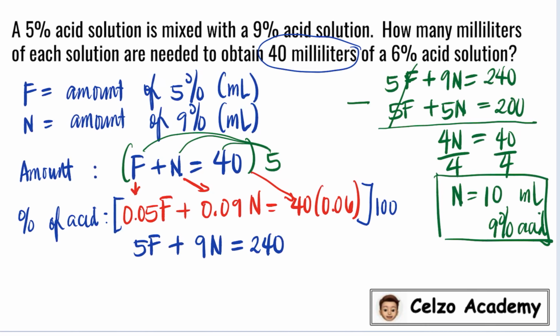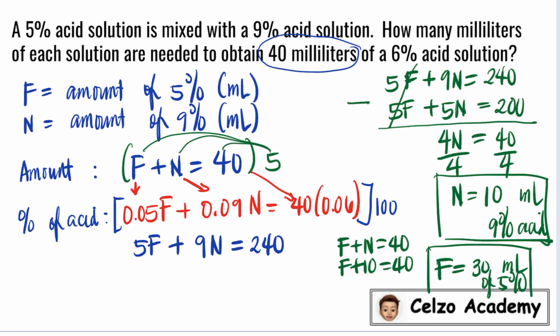Now we can substitute 10 into our first equation, f plus n is equal to 40. If n is 10, this means that f is equal to 30. So this means we need 30 ml of 5% acid solution. So we need to combine 10 ml of 9% acid solution and 30 ml of 5% acid solution to obtain 40 milliliters of a 6% acid solution.